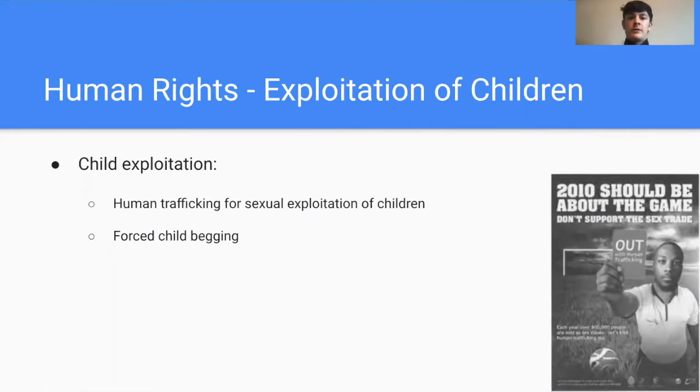For our first slide, I'm going to be talking about human rights issues. I'm going to be talking specifically on the exploitation of children through the use of human trafficking and forced child begging. Starting off with human trafficking, the 2010 World Cup was unfortunately host to human trafficking for sexual exploitation of children. The event attracted mass media attention concerning an anticipated increase in sex workers leading up to the event.